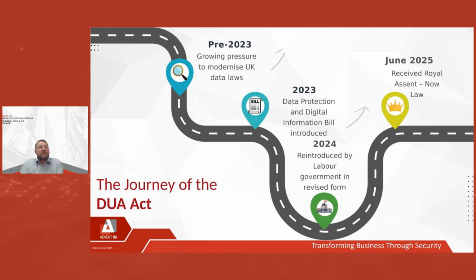So in effect, the Data Use and Access Bill is now the Data Use and Access Act and is now UK law. It's important to recognise that this is not a new Data Protection Act. It has not replaced the Data Protection Act, and it has not replaced UK GDPR. But what it does do is make significant modifications to the existing legislation.